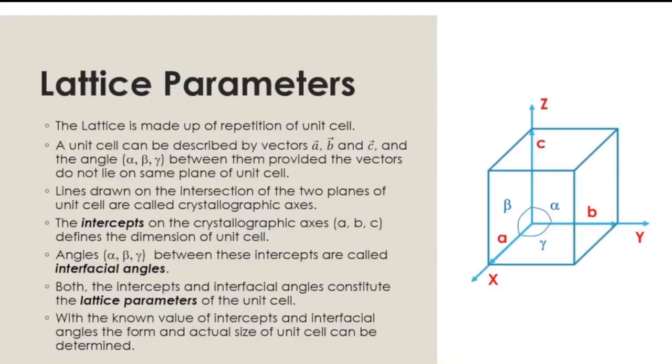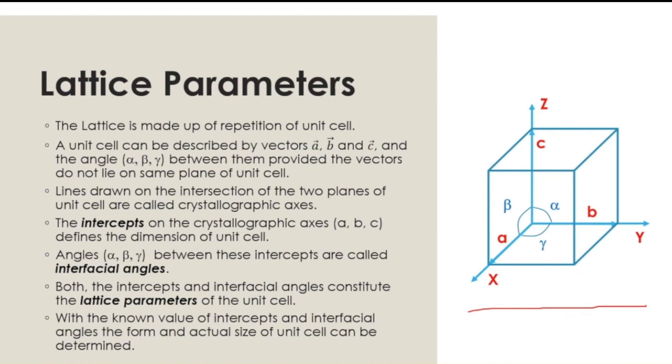Now, lattice parameters. This is very important. As you can see here, I have prepared a unit cell and there are three axes X, Y and Z. These axes are called crystallographic axes. These axes are along the edges of the unit cell. Now there are three intercepts A, B and C on these crystallographic axes which determine the dimensions of the unit cell.